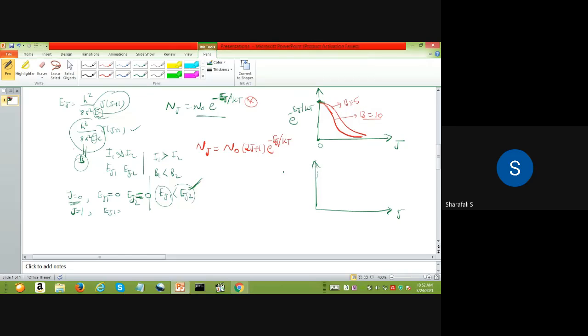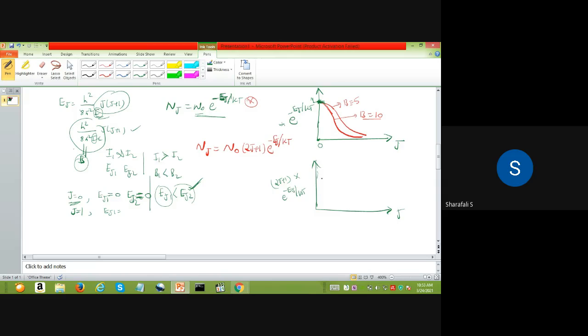This is your j, this is your 2j plus 1 into e raised to minus EJ by kT. You can also include that n0 value, but it is not necessary because you will get some maximum value. Suppose this is equal to some high value 1, normalization of that. And if you multiply n0 with this value, then you get the total n0. If you put n0 here, this will become n0. If you do not put this n0, then this will be 1. The maximum you will get for this value will be 1.